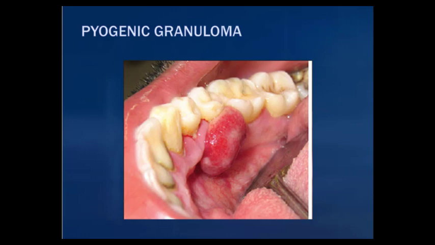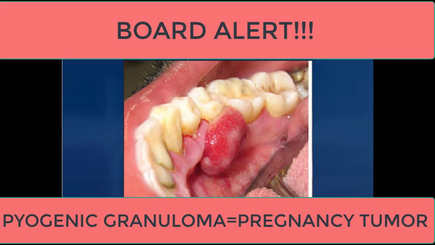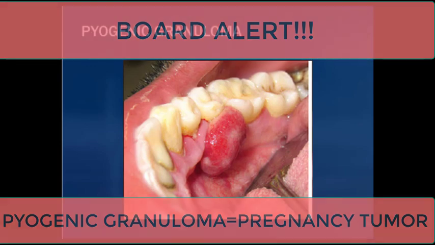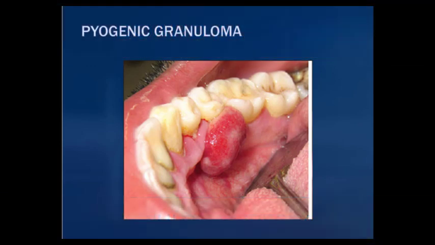Okay, we're back to the granuloma now. Pyogenic granuloma. This one you're probably going to see on your national board, so this is another board alert. Pyogenic granulomas are called pregnancy tumors, but like I said before, they can happen in anybody. This one really needs a different name because a pyogenic granuloma doesn't produce any pus, and it's not really a granuloma, but it does contain granular-like tissue.